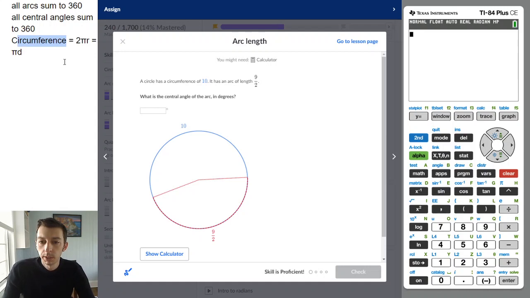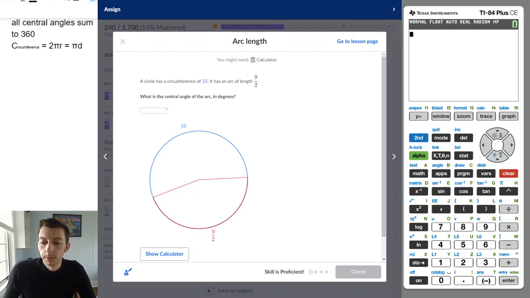We just abbreviate this circumference by c. But I'll leave it there as circumference so that way you can see it. Now, moving on to the question, it tells us a circle has a circumference of 10 and it has an arc length of 9/2. So it's asking us to find the angle in this case.